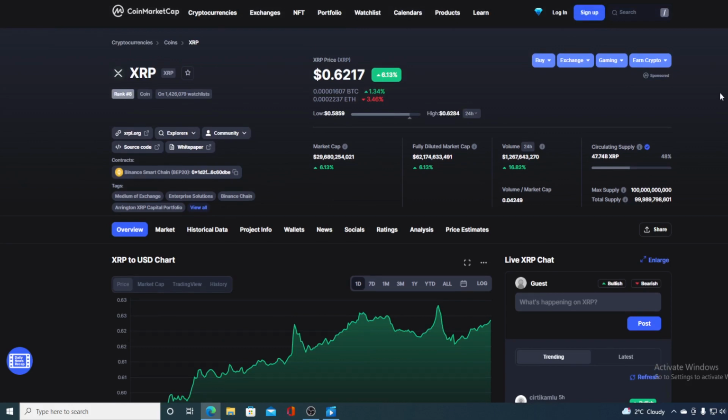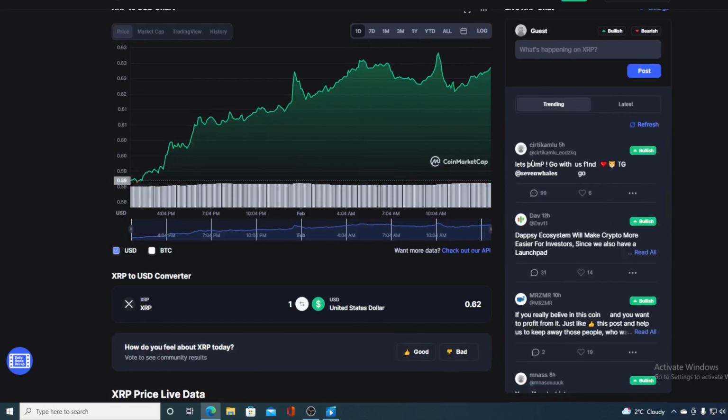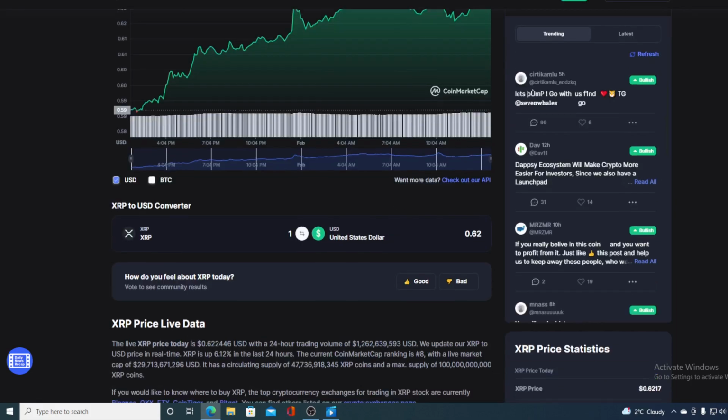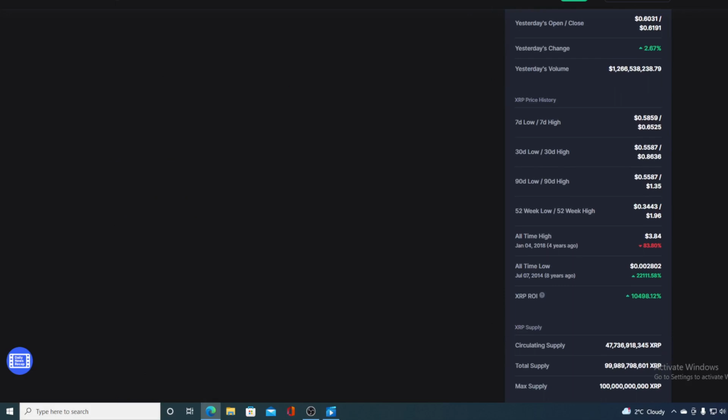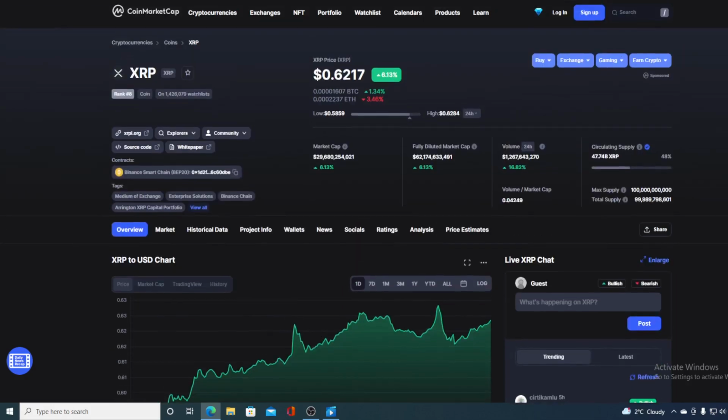Its current value is 0.6217, and that's actually a rise of 6.13% in the last 24 hours. You can see that the trading volume is up as well, by 16.82%. But take a look at the chart, folks. You can see that everything is in the green, so the Ripple price is going up. It's still not close to the all-time high that XRP had 4 years ago, when it was valued at 3.84, but with this steady pace, I'm sure that it will get there.